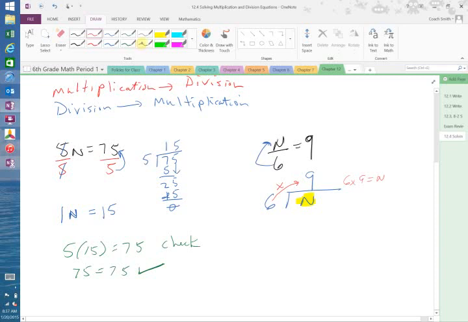Okay? Here's how we show it in our problem. N over 6 equal 9. All right? Well, I've got to get rid of that 6, so I'm going to multiply both sides by 6. On this left side, I can cross cancel. That gives me a 1 there and a 1 there, and so that gives me n equals 9 times 6 is what? 54. And that is your answer.